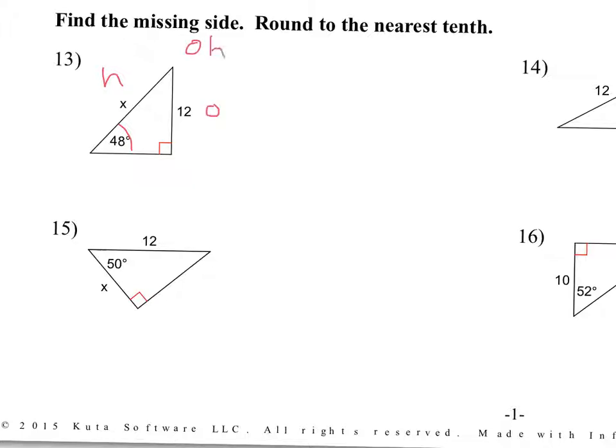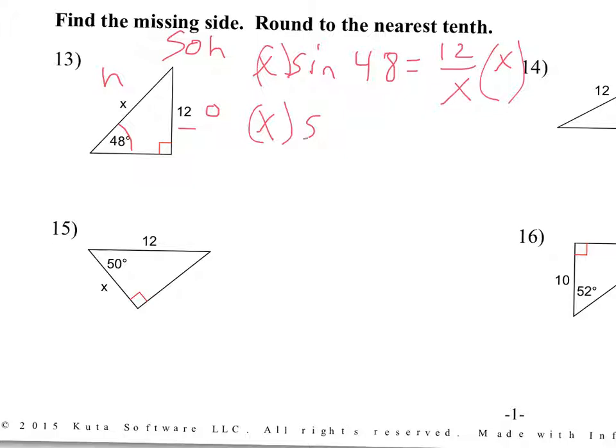What ratio uses opposite over hypotenuse? Sine ratio, so we are going to use the sine ratio of 48 degrees. That's equal to opposite 12 over hypotenuse x. And then from there, you'll solve for x. So this is how you come up with your equation from your picture. Again, multiply times x, which gives us x times the sine of 48, and then we'll divide by sine 48.